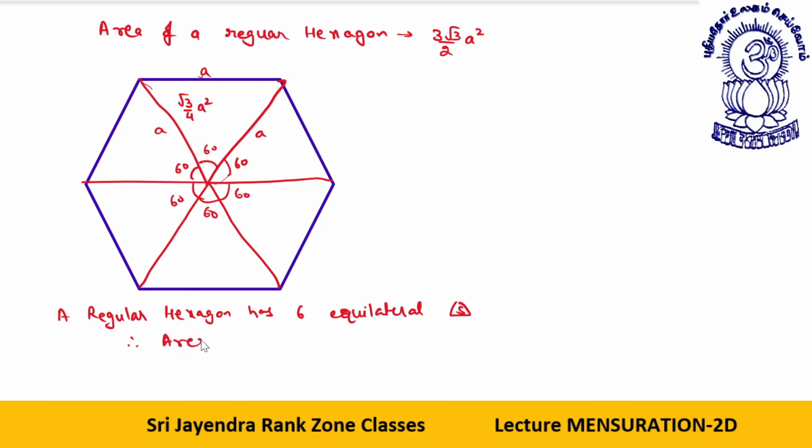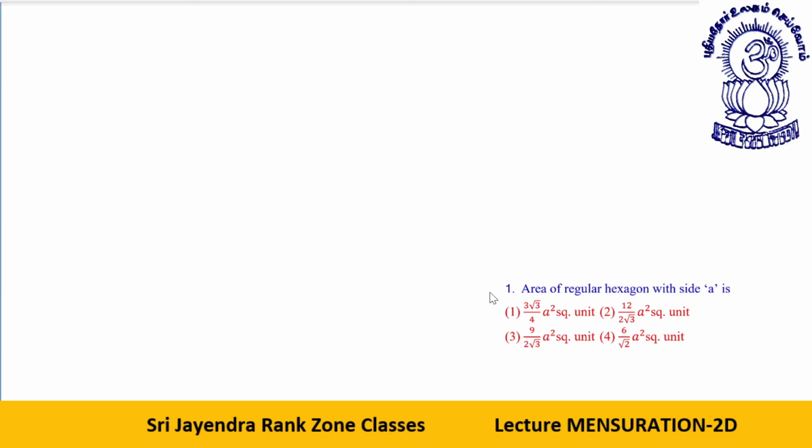Therefore, area of six equilateral triangles will be what? 6 into root 3 by 4 a square. That will give me 3 root 3 by 2 a square. This is the area for a regular hexagon. Okay, dear students. Area of a regular hexagon with side A.